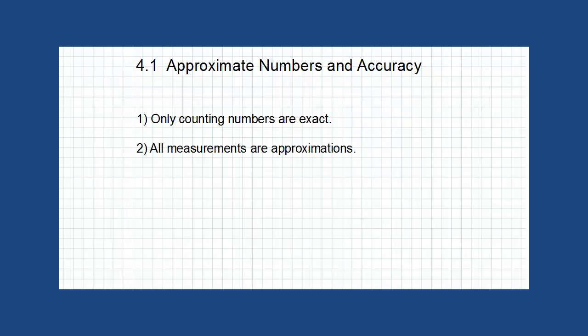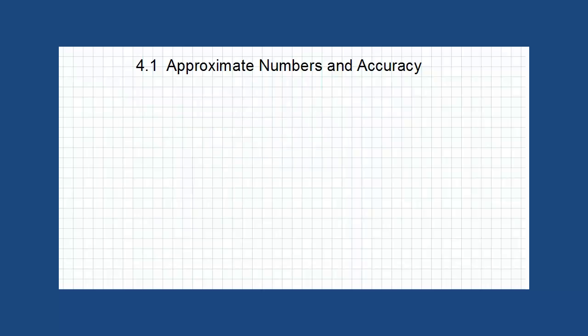When we talk about accuracy of a measurement, we are talking about the number of significant digits that it contains. We learned about significant digits in lesson 1.11. To find the number of significant digits in a measurement, we should apply these steps.